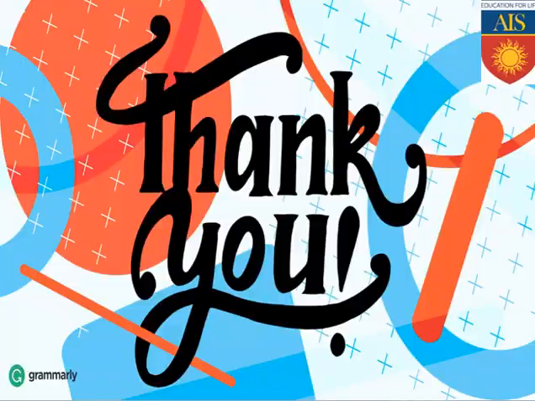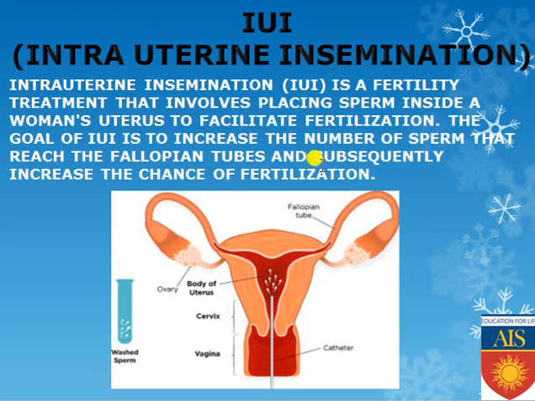Intrauterine insemination, what is that? Intrauterine insemination is a kind of process where the semen or the sperm will be inseminated within the uterus portion specifically, and that facilitates the fertilization process. The goal of this IUI is to increase the number of sperm that reach the fallopian tubes and subsequently increase the chance of fertilization.